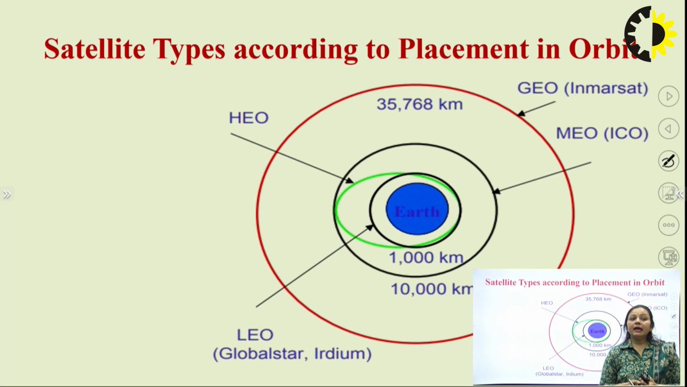Next is the satellite types according to the placement in orbit. Now, at what altitude you are going to place the orbit. Based on that also we can classify the satellites. So, first we have the Earth, then we have the different altitudes, like 1000 kilometer, then 10,000 kilometer, then 36,000 kilometer. At 36,000 kilometer we have the geostationary Earth orbit.